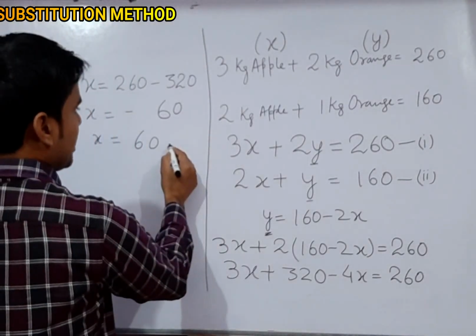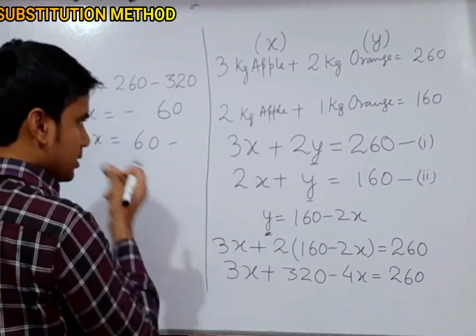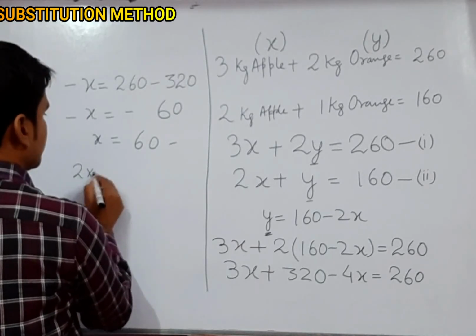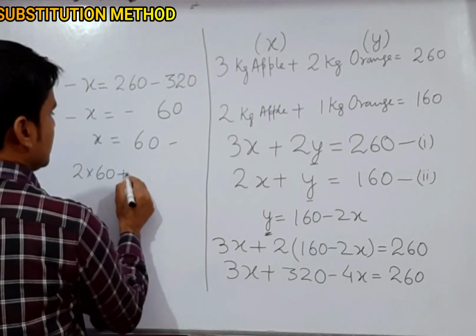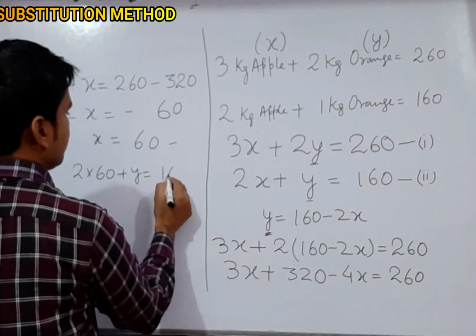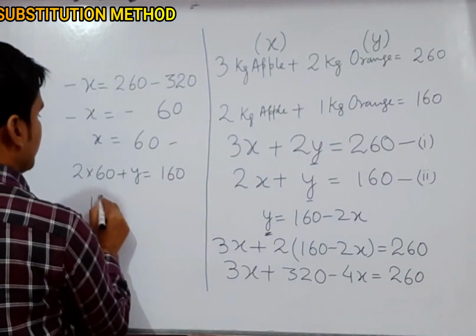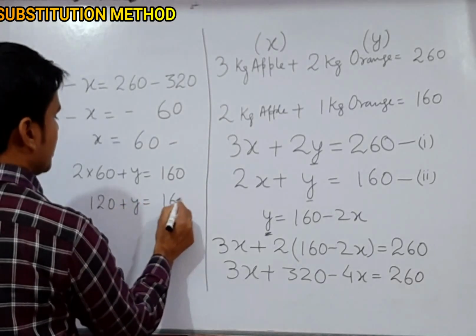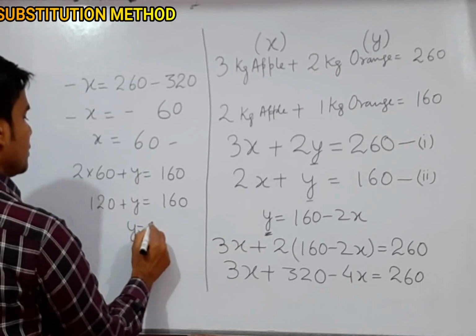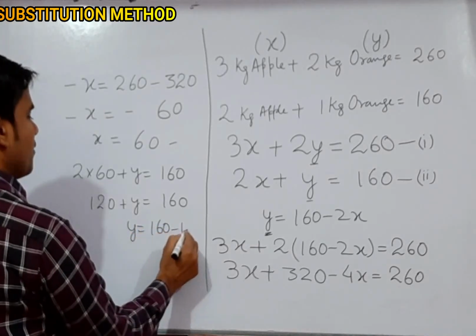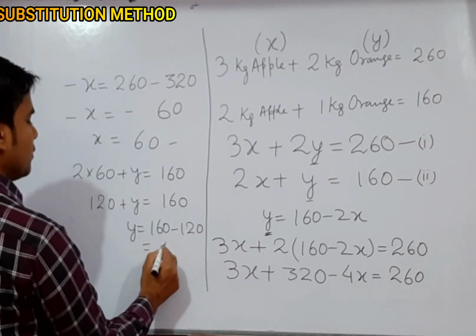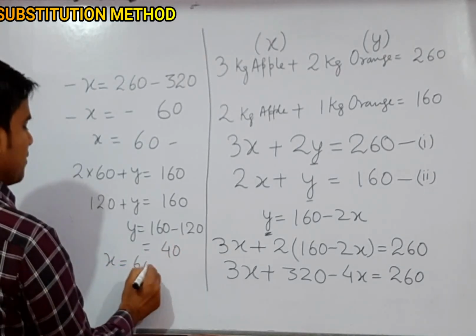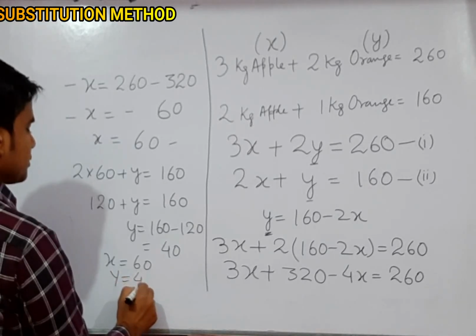Now put this value in equation 1 or 2, anywhere. So we put the value in equation 2. So 2 into 60 plus y equals 160. 120 plus y equals 160, and the value of y is equal to 160 minus 120, that is equal to 40. So x we have got here is 60 and y we have got here is 40.